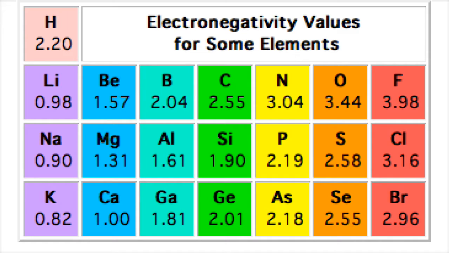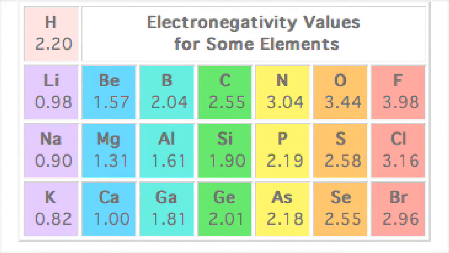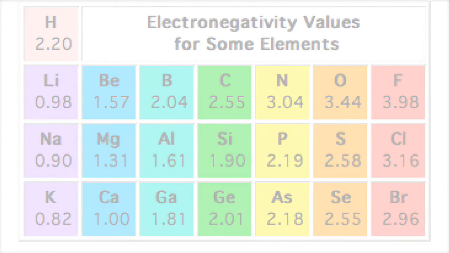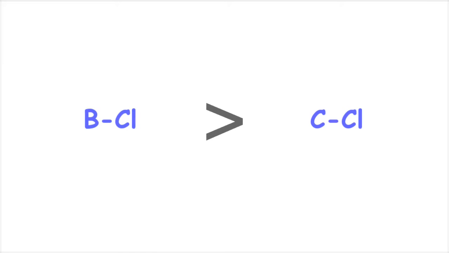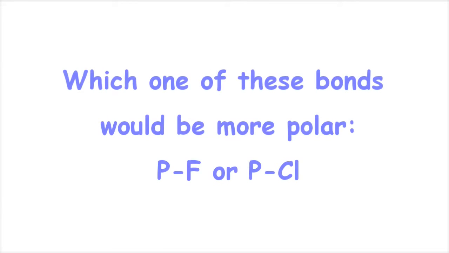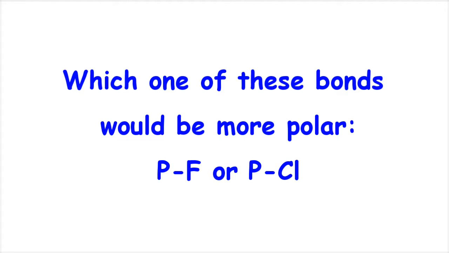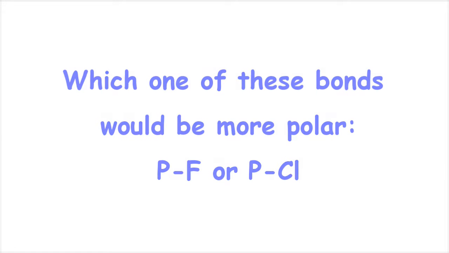Boron has a lower electronegativity than carbon, and chlorine has a relatively higher electronegativity. As we have stated before, the larger the difference in electronegativity, the more polar the bond. So to conclude, the BCl bond is more polar because the difference in electronegativity between the two bonds is greater than the CCl bond. Let's try another example, PF or PCl. Once again, go ahead and work it out.